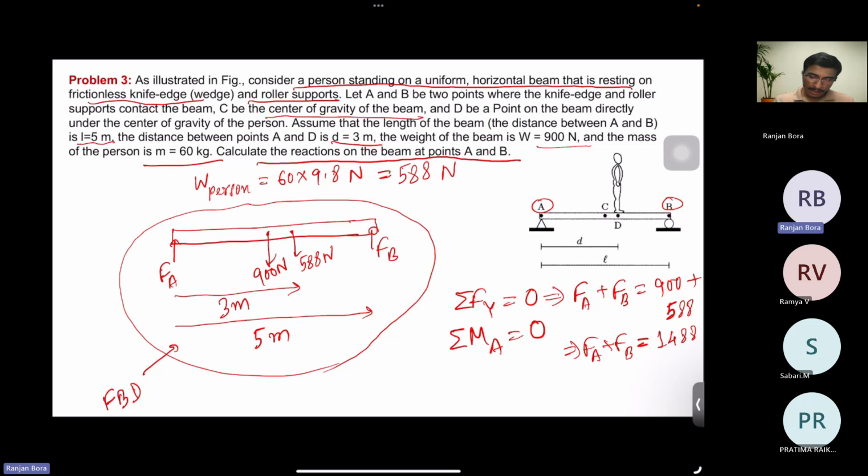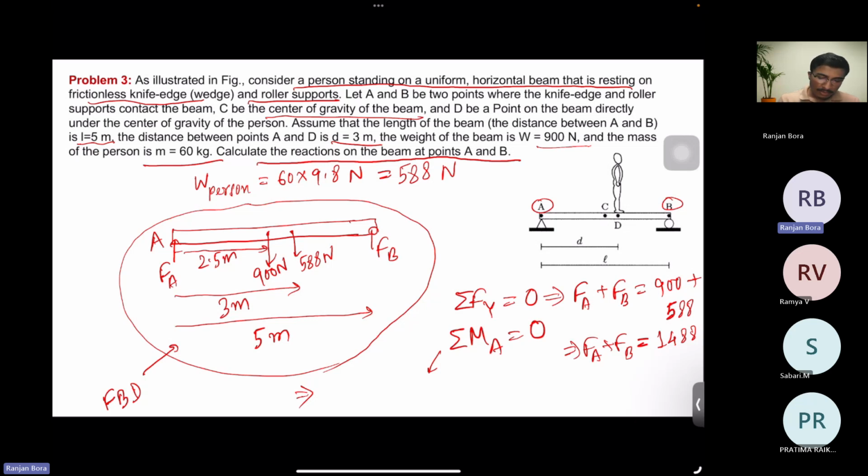And what will the second equation give? Summation of moment about A equal to 0. We'll take moment about this point A. This is the point A. So about this point, what are the moments? This 900 Newton is acting at a distance of 2.5 meter because it is the center of gravity of the beam, so it will be the midpoint of the length between A and B. So it will be 2.5, and 588 Newton is acting at a distance of 3 meter, and this FB is acting at a distance of 5 meter.